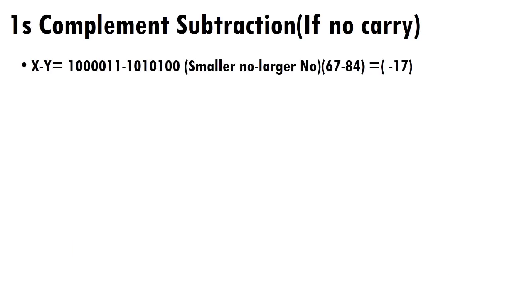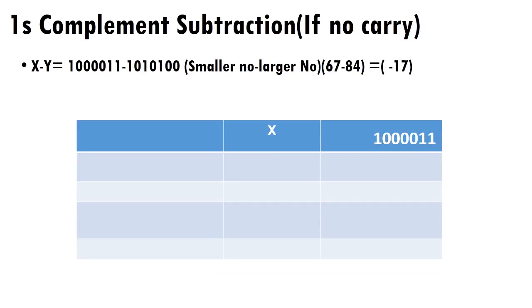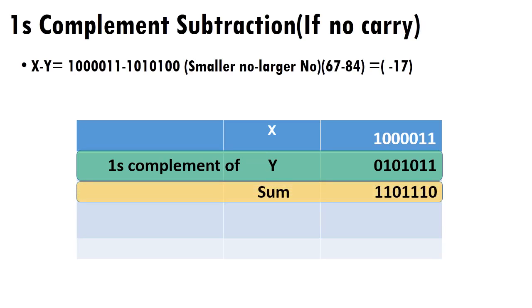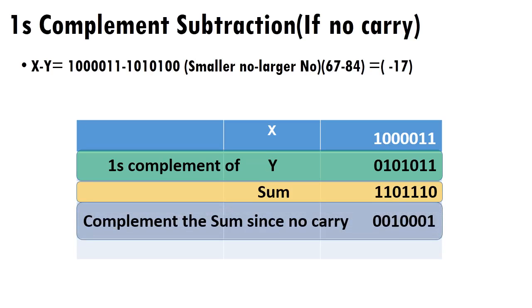Now let's see how to subtract a larger number from a smaller number. Here the minuend is 67, which is the binary equivalent of 100011. And the 1's complement of y is 010111. And when we add these two numbers, we get 1101110. After the addition, since the carry is not generated, we complement the sum value. Now the final answer is minus 00100001, which is equivalent to minus 17.